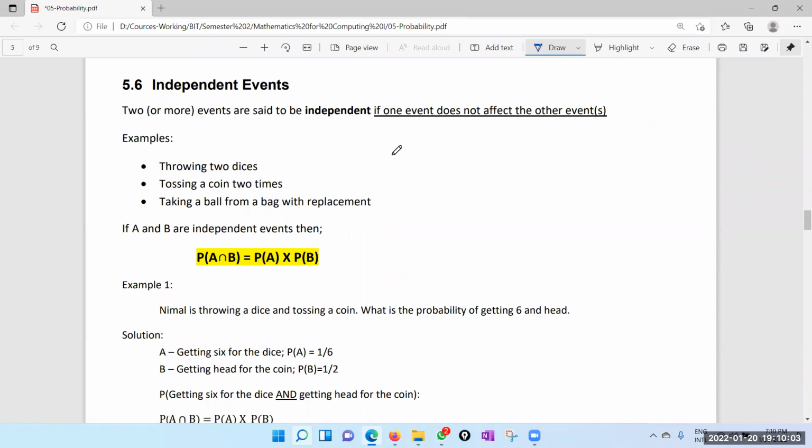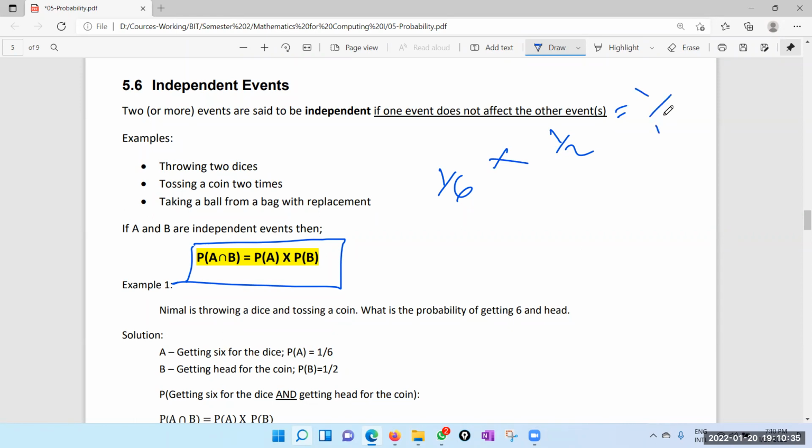First experiment is independent of the second one. Outcome of the first one does not influence the outcome of the second one. So in that kind of situation, we found that probability of A and B happening is probability of A into probability of B. Say getting 6 by throwing a dice, probability is 1 over 6. Getting head by tossing a coin, say half. Getting head and 6 is 1 over 6 into 1 over 2, 1 over 12.